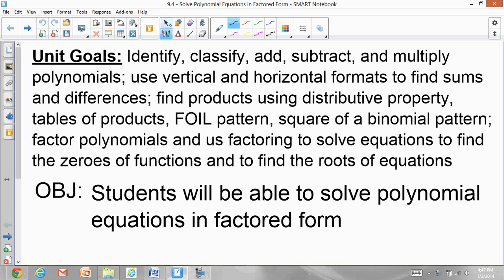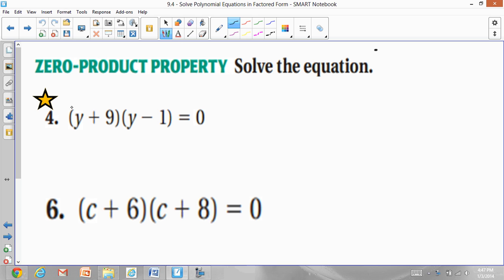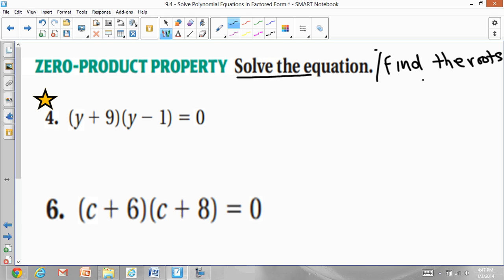In your notebook, write today's date, 9.4, solve polynomial equations in factored form. Copy question number 4. They are asking you to solve the equation. If they ask you to solve the equation, if they ask you to find the roots, they both mean the same. Solve the equation, find the roots means exactly the same.